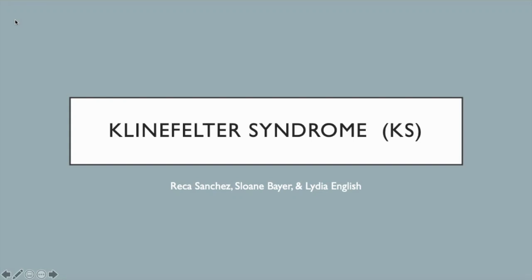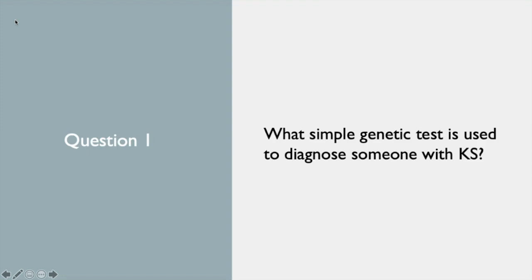Alrighty, so our group had Klinefelter syndrome, and our first question is, what simple genetic test is used to define or diagnose someone with Klinefelter syndrome? In our case study, we had a 15-year-old male who came to the doctor because he was concerned about his female characteristics. He had small breasts and round hips, and the doctor ran tests, even though he was pretty positive about what it already was. But he still ran tests, and the results were Klinefelter syndrome.